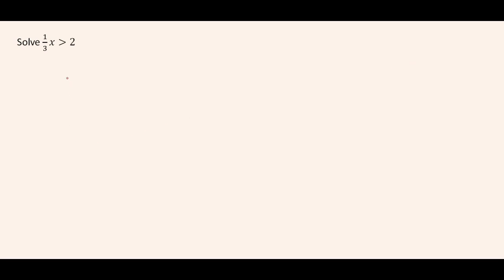So now we have this example. 1 over 3x is greater than 2. So we're going to divide by 1 over 3 on both sides. 2 divided by 1 over 3 is the same as 2 times 3 over 1, which is 6. So x is greater than 6. For these questions, I'm not going to draw the number line. If you need some help with drawing the number line, there's a topic on this specifically.